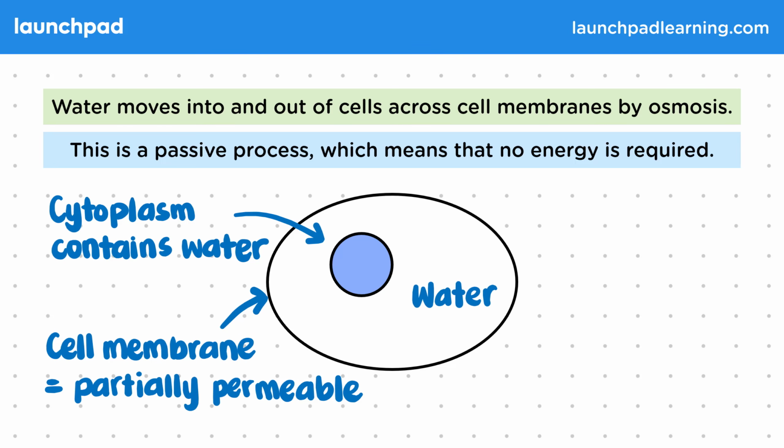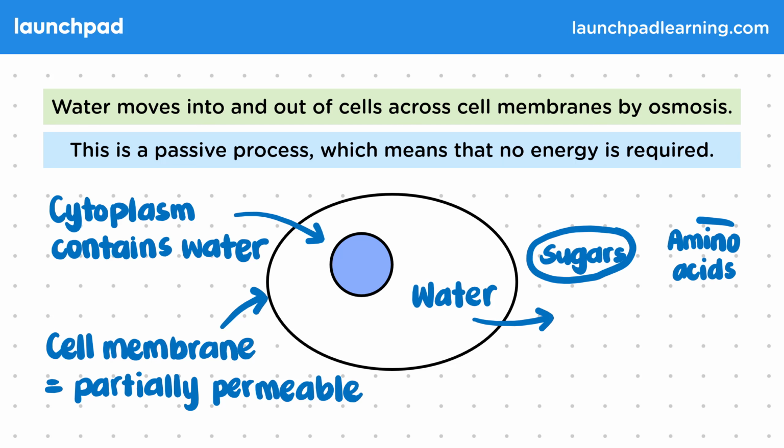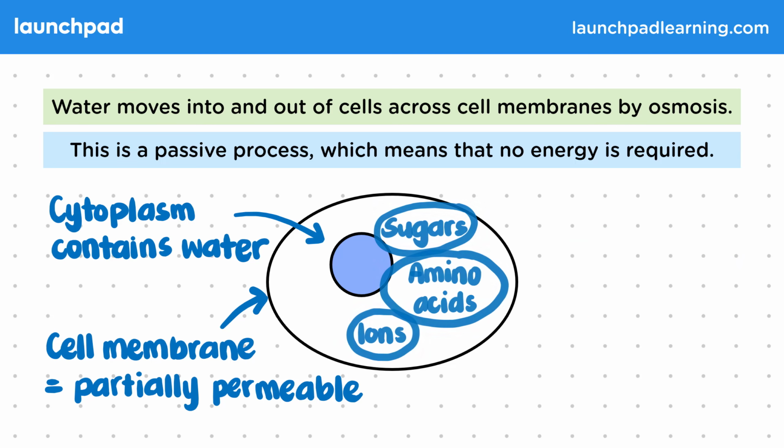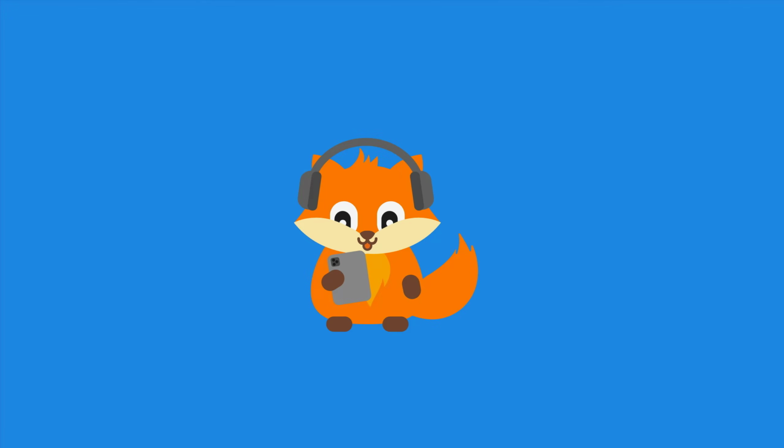This movement of water into and out of the cell depends on the concentration of the water. If there's a lot of water in the cell and the cell is in a solution that contains little water, water will move out. However, if there's a lot more water in the environment than in the cell, water will move into the cell via osmosis.